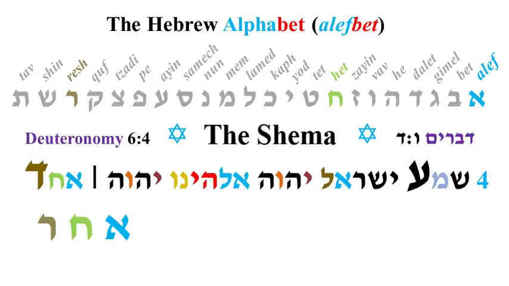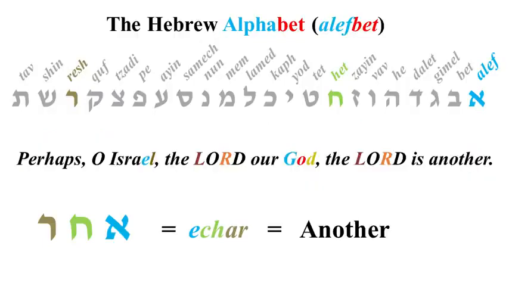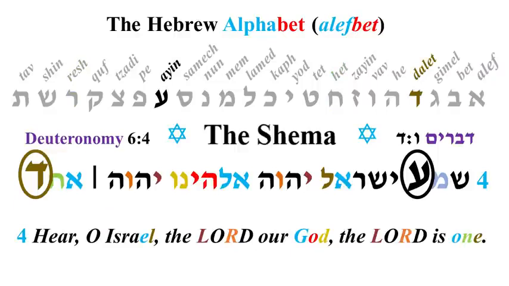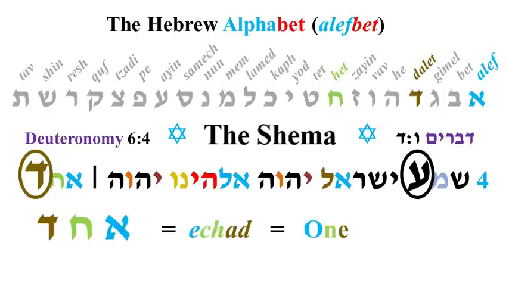So echad is aleph, chet, dalet. He doesn't want you to confuse it with a resh because that spells echar, another. And if you mixed up both of these letters, you'd be getting, oh, maybe, perhaps, O Israel, the Lord our God, the Lord is another. No, he wants you to realize, hear, O Israel, the Lord our God, the Lord is one, echad. So he puts a giant dalet. It's kind of like the one we just saw about the jealous God. He doesn't want you confusing the resh and the dalet for another versus one.